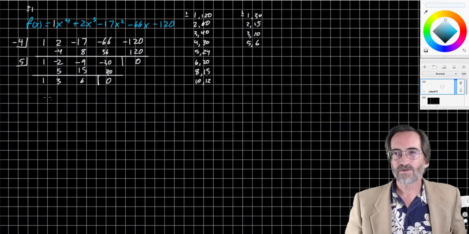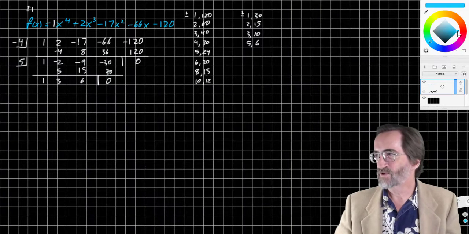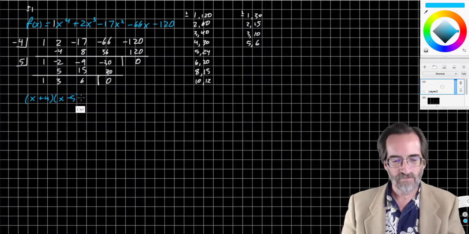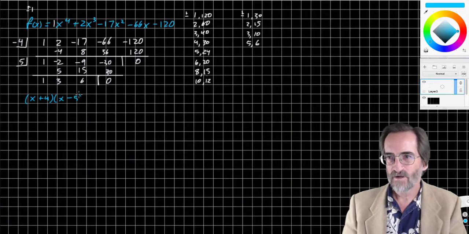And so here's what we have determined. We have determined that x minus negative 4 is a factor. We have determined that x minus 5 is a factor. And we've determined from here that 1x squared plus 3x plus 6 is a factor.